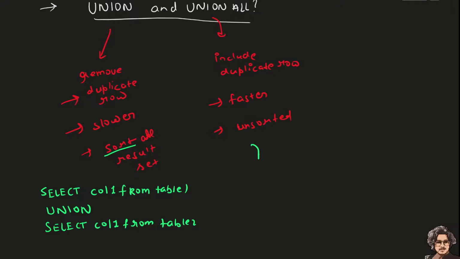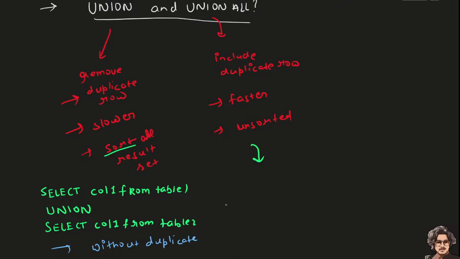For this example, what does this query result in? This query combines all the employee and manager names without duplicates. So in this case, the feature is that there are no duplicates.